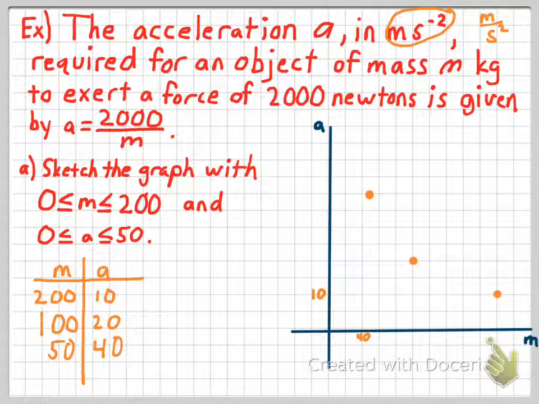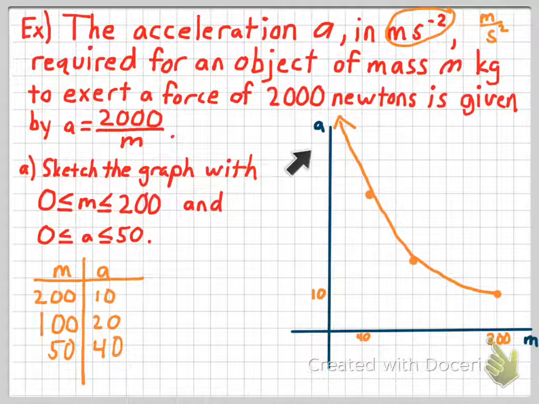Now, one interesting thing to consider while we're making this graph is that we only want to show the portion that's between 0 and 200 kilograms. So we're going to stop the graph right here at this point rather than continue past it like you normally would. All right, so the branch will look like this then. And we'll stop there. Okay, so there's the graph of our function that tells you the acceleration of the object needed for a given mass to apply a force of 2,000 newtons. All right, let's take a look at the next parts of this problem.